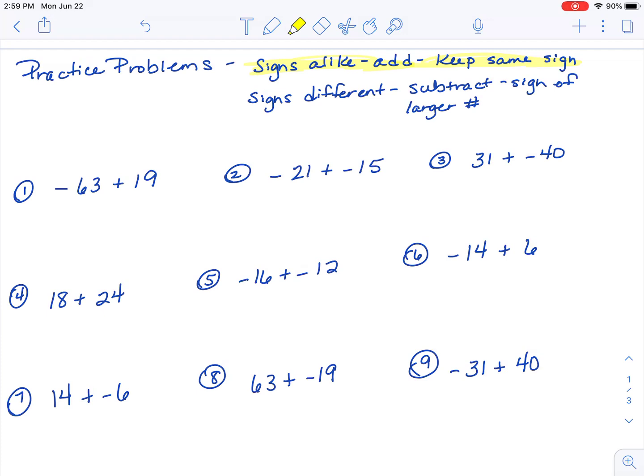Number 2, I have a negative 21 adding to a negative 15. They're both negatives. So the signs are alike. So I add, get 36. And since they're both negatives, my answer is negative.